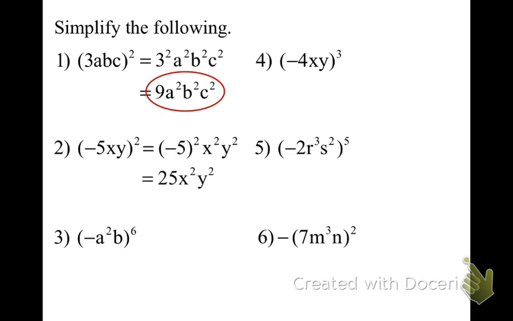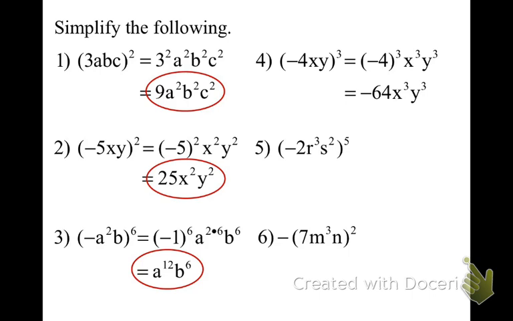So it'll be a to the second, -1 to the 6th power, a to the second times the 6th power, and b to the 6th. So it's a to the 12th, b to the 6th. Okay. Next one is -4 to the 3rd power, x to the 3rd power, y to the 3rd power. So -64, there's only an odd number, and y to the 3rd power.